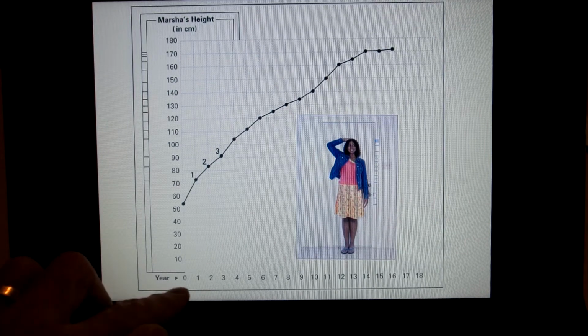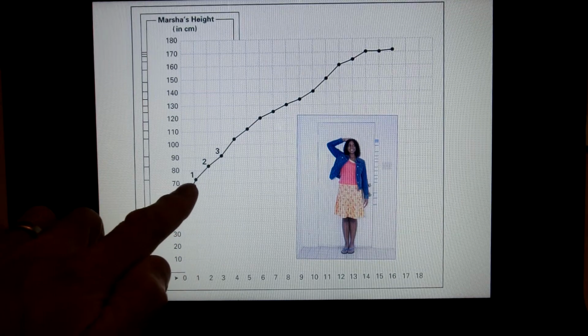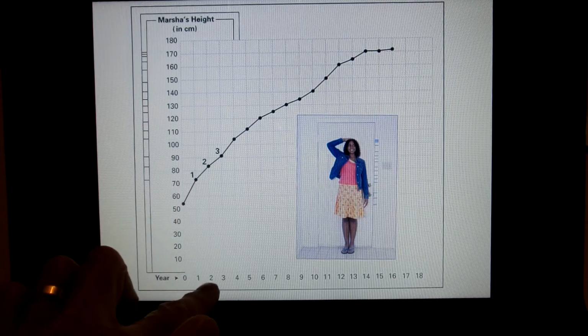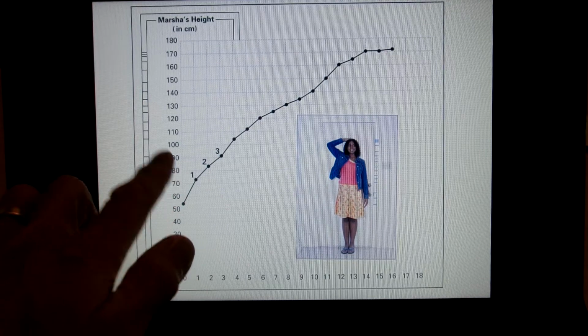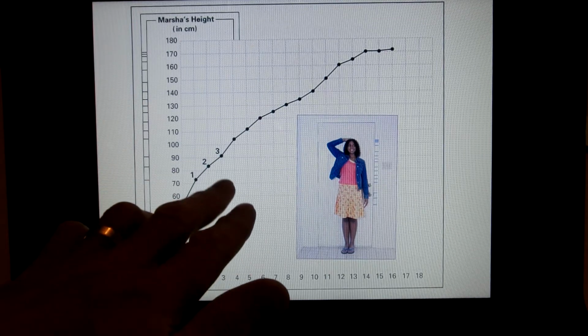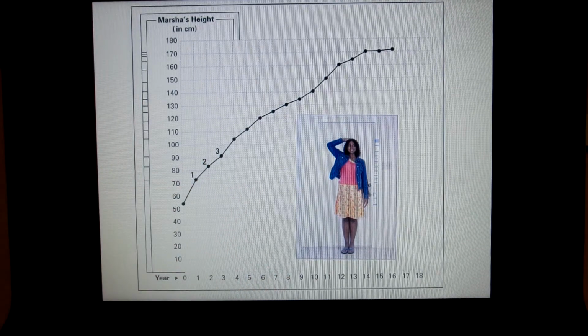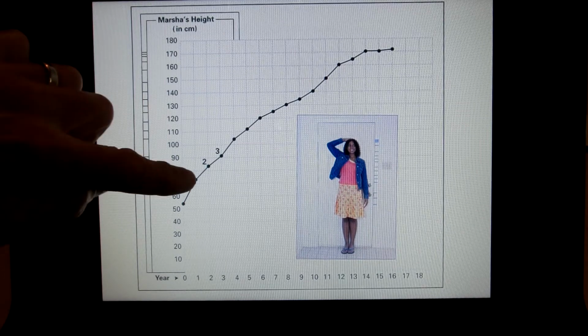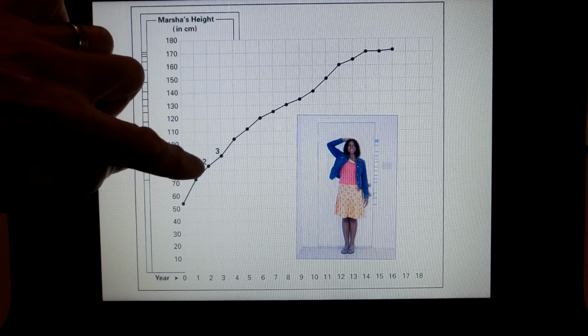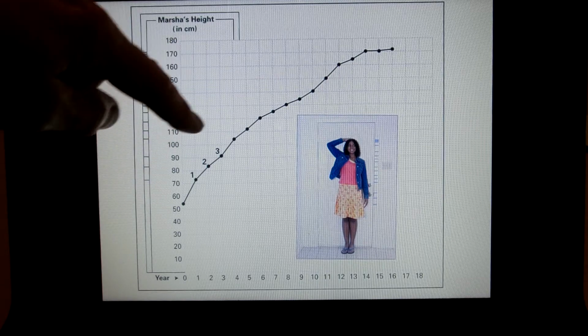So for example, on her first birthday, she was 70-something centimeters tall. On her second birthday, she was 83, whatever it is, centimeters tall. On her third birthday, 90 or 91 centimeters tall. So these heights have been plotted as points, and then they've been joined together by small straight lines to create this sort of curve effect.